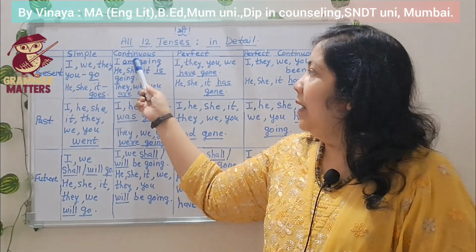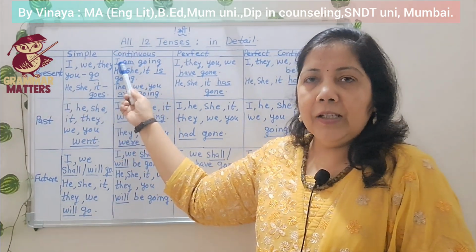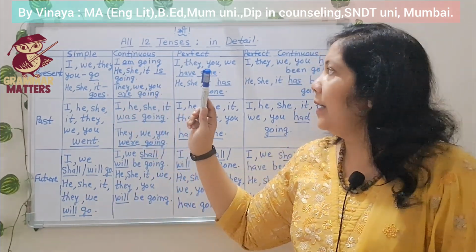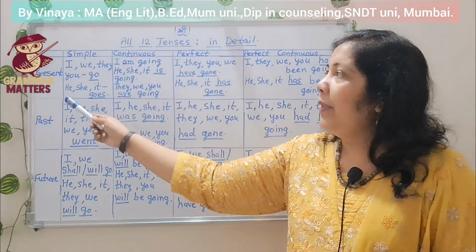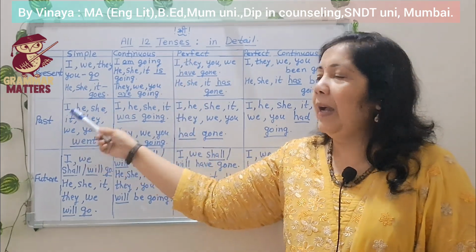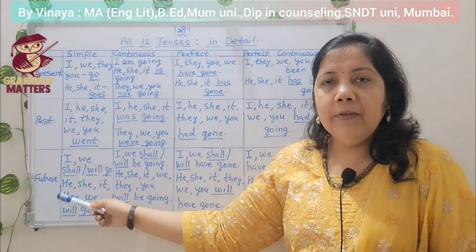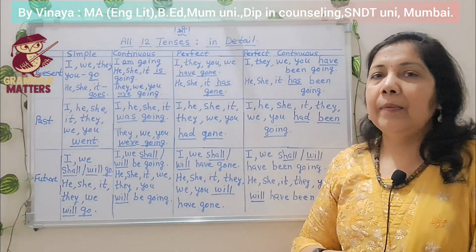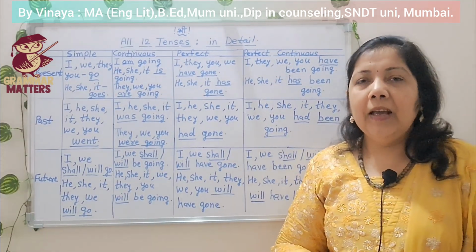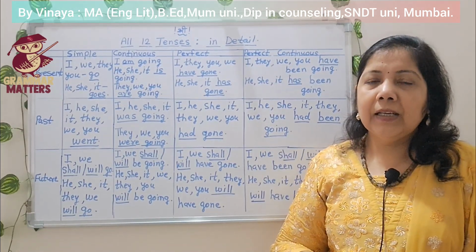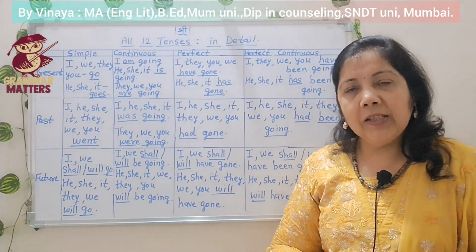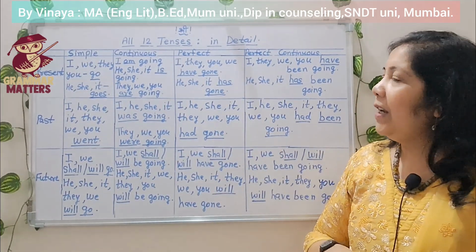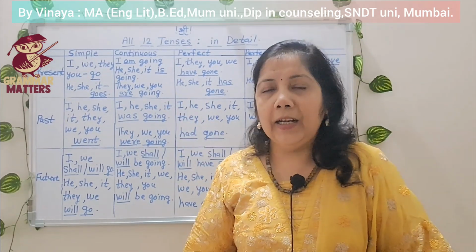Second, continuous: present continuous tense, past continuous tense, future continuous tense. Third is perfect: present perfect tense, past perfect tense and future perfect tense. And fourth is perfect continuous: present perfect continuous tense, past perfect continuous tense and future perfect continuous tense. So in all there are 12 tenses. Now let us see each one in detail.